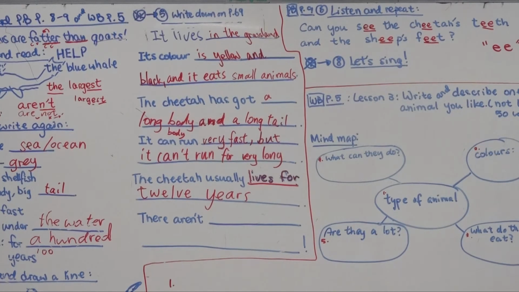But the blue whale can live for 100 years. So who can live longer, the blue whale or the cheetah? Quickly write it down. Come on. Who can live longer than the other? The blue whale or the cheetah? Right, the blue whale. So we can say the blue whale can live longer than the cheetah.